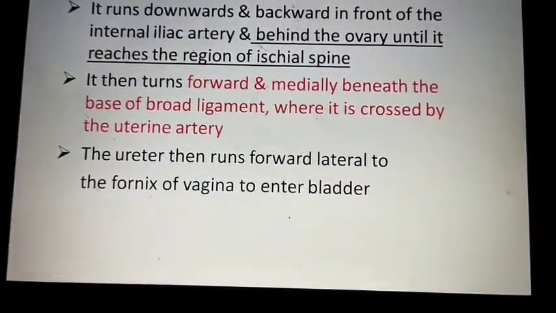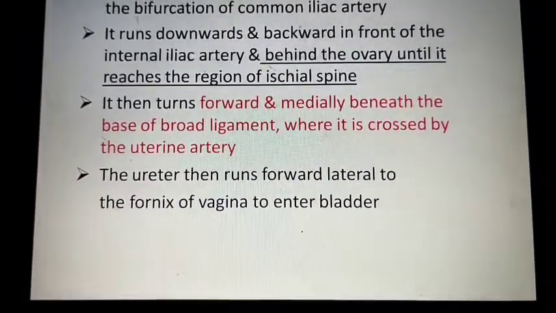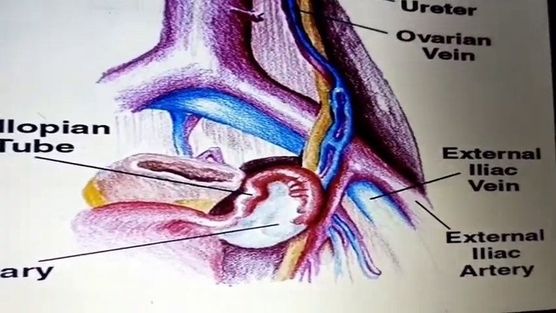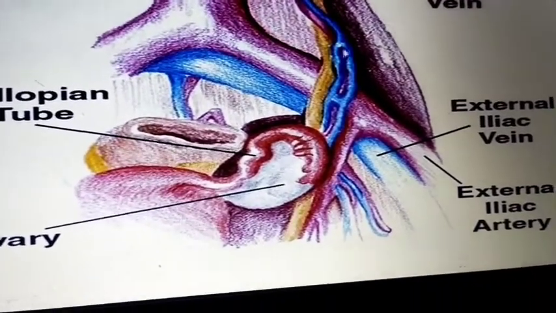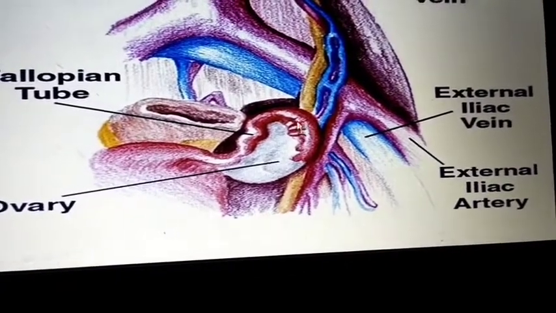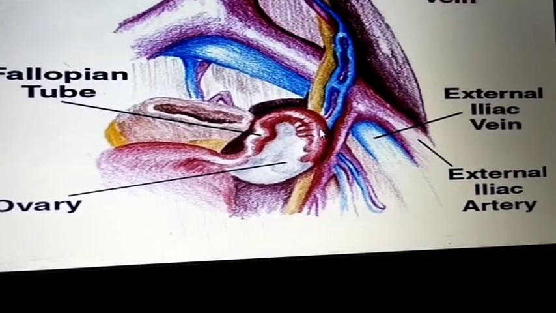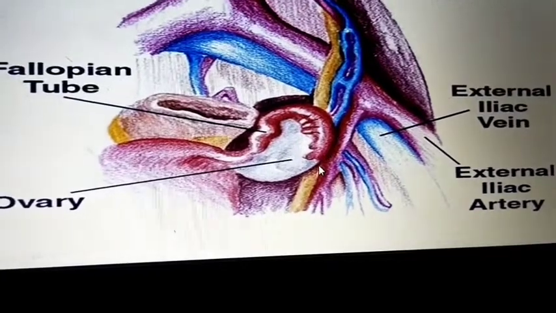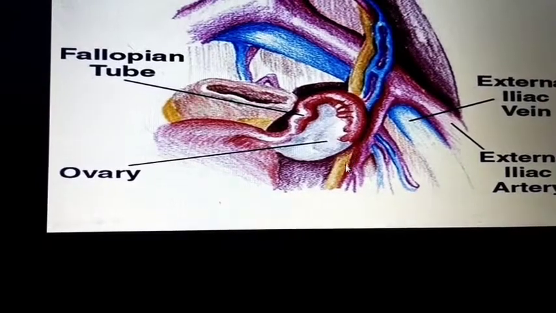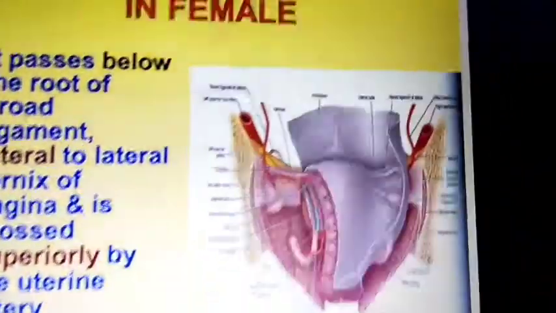The ureter then runs forwards and laterally to the fornix of the vagina to enter the bladder. You can see this clearly in this picture. It crosses the termination of the common iliac artery, and just behind it is the ovary, along with the internal iliac artery. After that it enters the base, or root, of the broad ligament. You can see the root of the broad ligament, and in the next picture you can see it here.